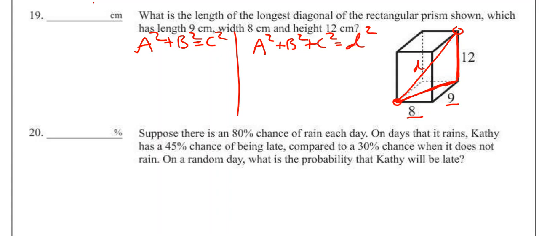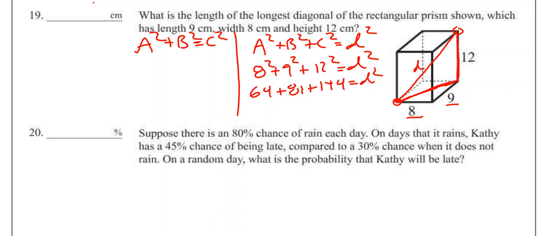All right. So we have 8 squared plus 9 squared plus 12 squared is equal to d squared. So we have 64 plus 81 plus 144 is equal to d squared. So let's add these together and square root it.